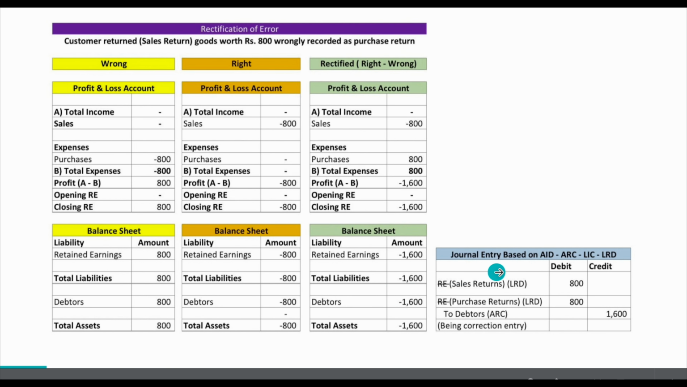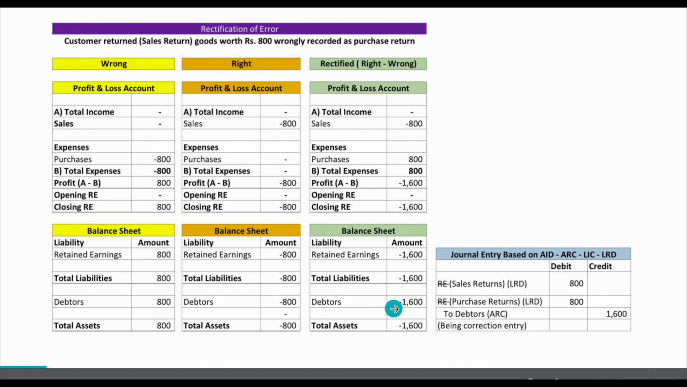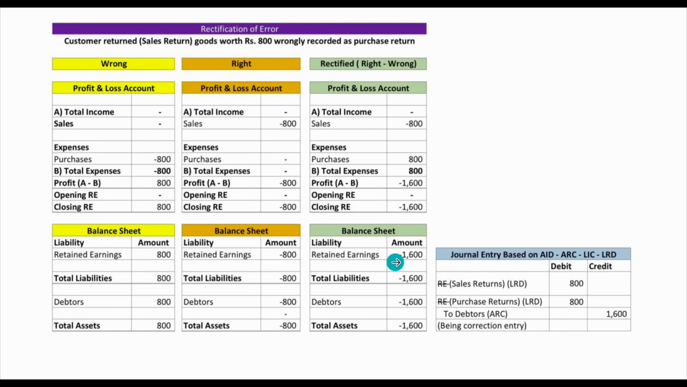Now the journal entry based on the rule of AID, ARC, LIC, LRD. Now debtors is reducing. So asset reduces credit, that is ARC. So debtors will be credited based on the rule of ARC with the amount of 1600, that is this amount. At the same time, retained earning on the balance sheet liability side is reduced. So the rule is liability reduces debit, that is LRD. So retained earning will be debited with the 1600.